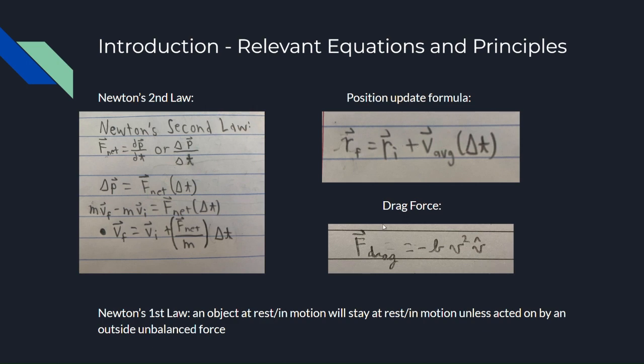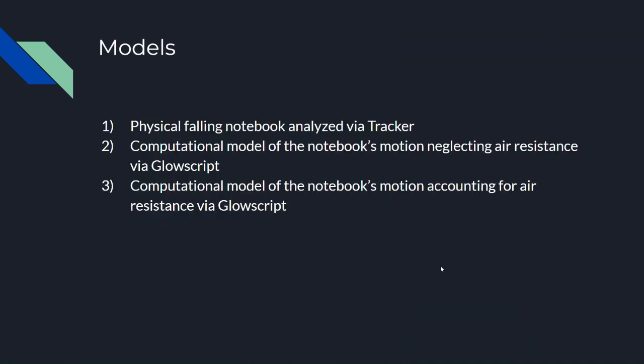And then the drag force acting on the system, we use a turbulent drag, which sets the drag coefficient proportional to the velocity of the object squared, and that drag force is in the opposite of the direction of the velocity, seen by the negative v hat. So we're going to start with a physical falling notebook and analyze its motion using Tracker. And then we're going to make two computational models of the notebook's motion, one that neglects air resistance and another one that accounts for it, and these are made on GlowScript.